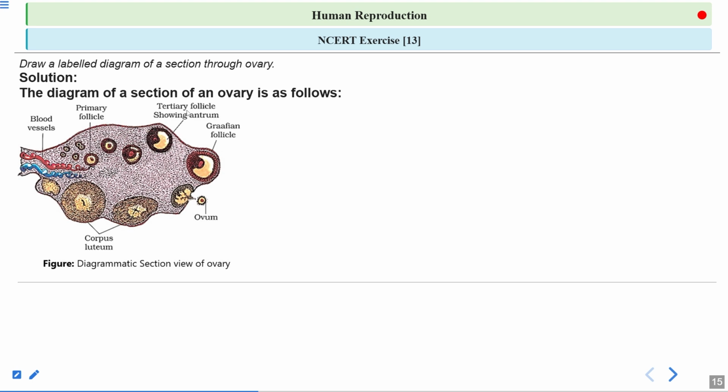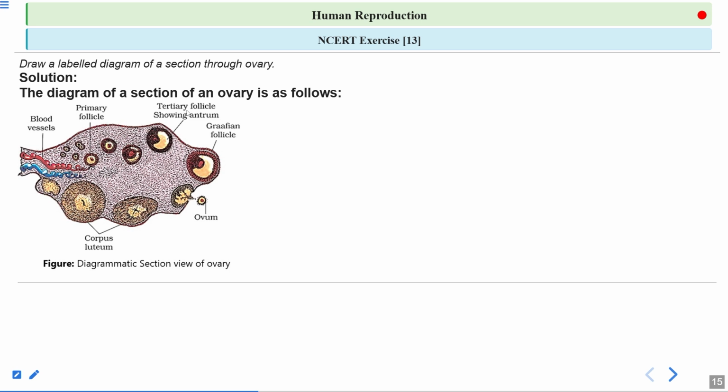And this secondary oocyte will be present in the Graafian follicle. And due to the LH surge, the luteinizing hormone level increases, causing the rupture of the Graafian follicle, and the ovum is released. Basically, it is the secondary oocyte which is being released, because within the Graafian follicle, the secondary oocyte is present.